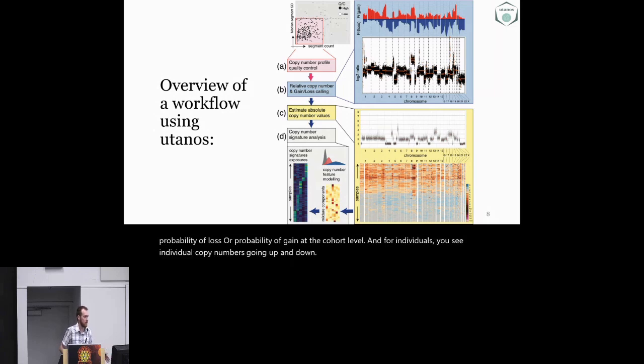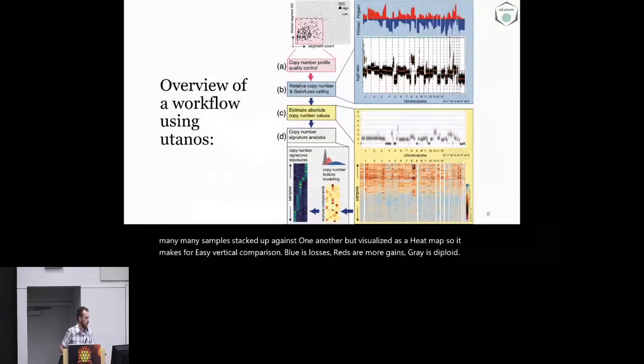Then at the absolute level, the same. You have individuals going up and down, or you can see it in diversity plots, where you have many, many samples stacked up against one another, but visualized as a heat map, so it makes for easy vertical comparison. Blue is losses, reds are more gains, gray is diploid. Proceeding past that, you get to copy number signatures, and then you can do feature modeling and signature creation.